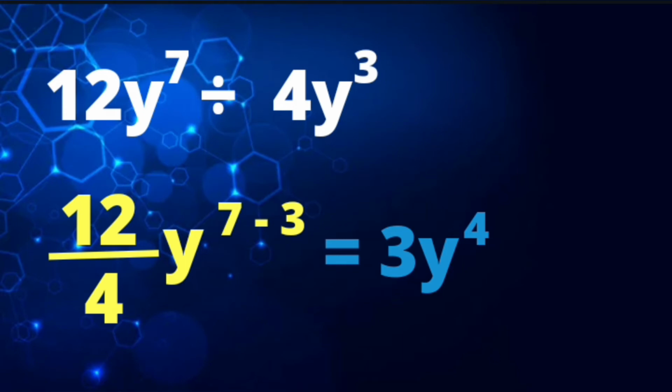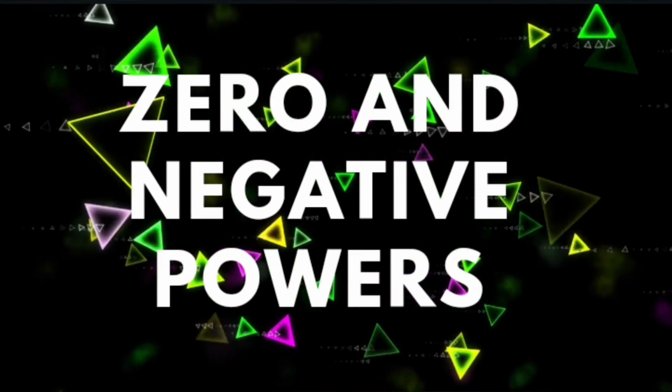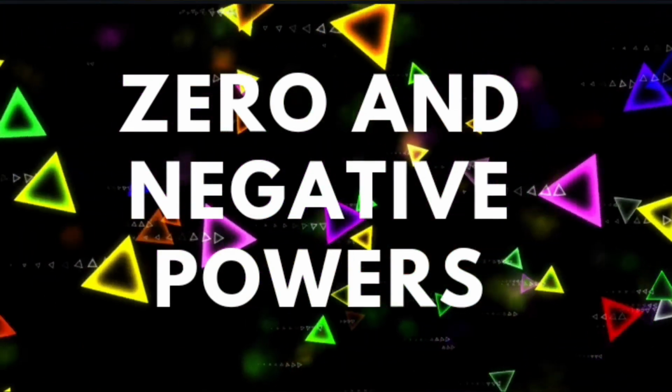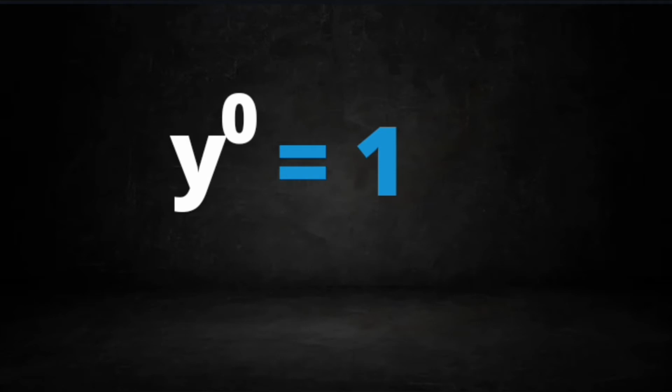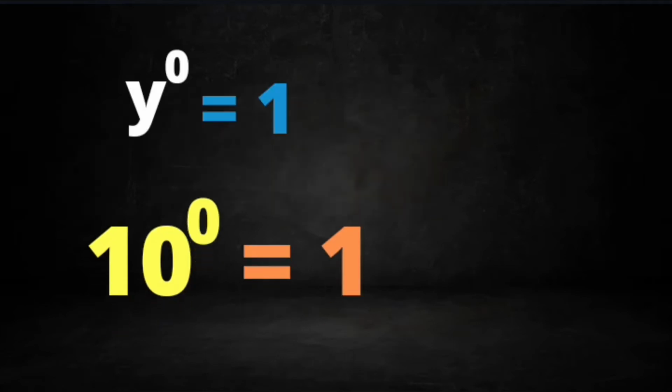The next laws we'll be discussing are the zero and negative powers. Any number raised to 0 is equal to 1. So y raised to power 0 is equal to 1. Similarly, 10 raised to power 0 is equal to 1. So any number that is raised to power 0, or alphabet raised to power of 0, is equal to 1. This is known as the zero law in indices.